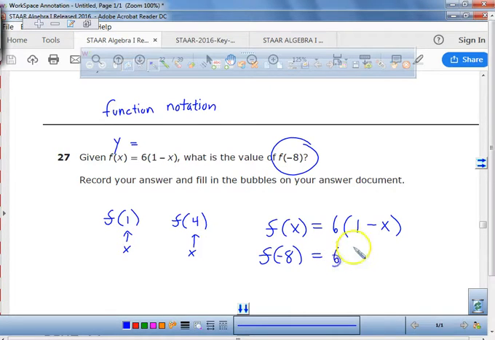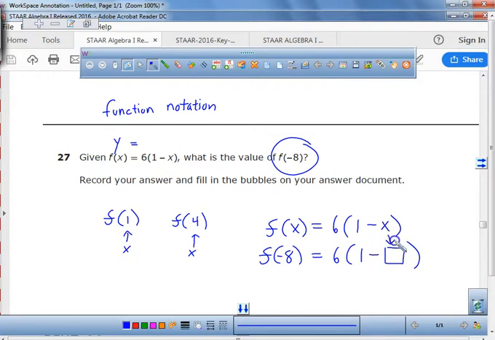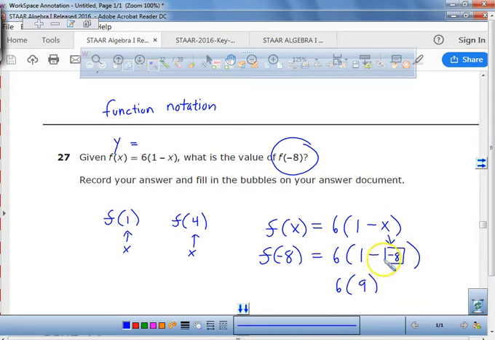You're like, well, that's easy, because all I'm going to do is, right here for x, plug in what? That's right, -8. Ooh, I got a negative and a negative, which makes it a positive. For those of you who are like, what did you just do? It's 1 plus 8, which gets me a 9, and 6 times 9, boom, that's your answer. Now, what would you have to do on the bubble sheet? You have to bubble in a 5 and a 4, and make sure you leave it positive. Otherwise, you get it wrong.